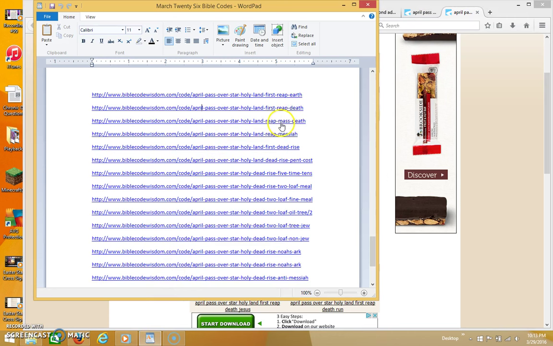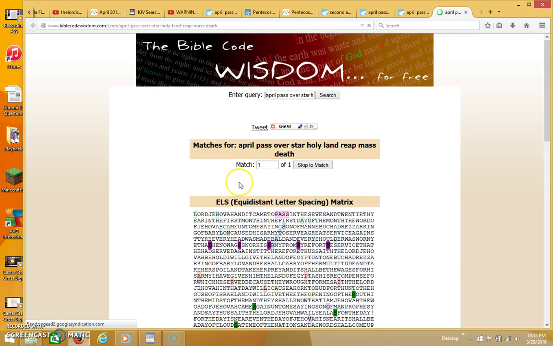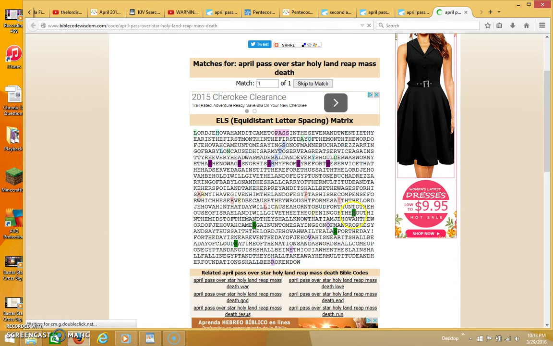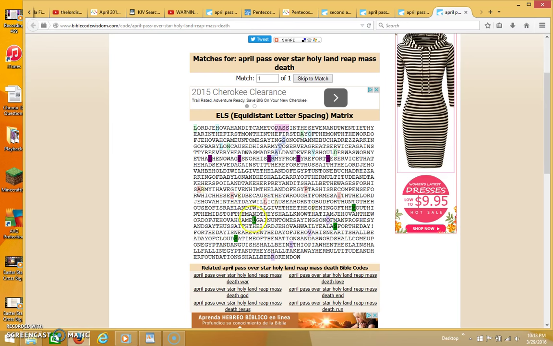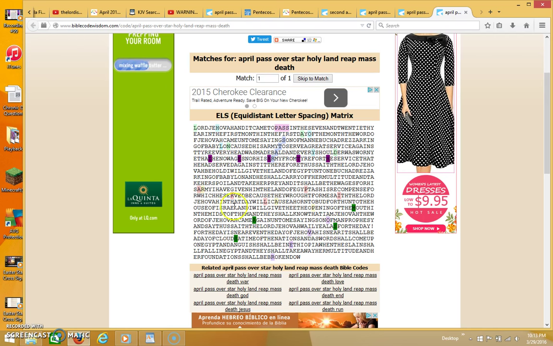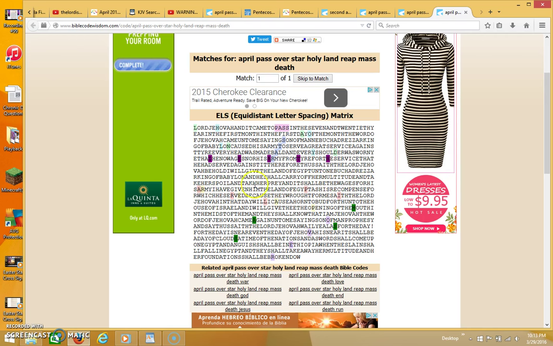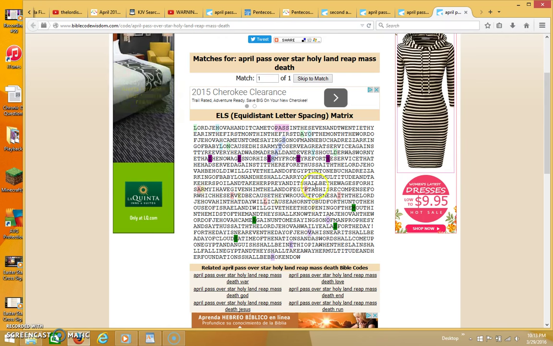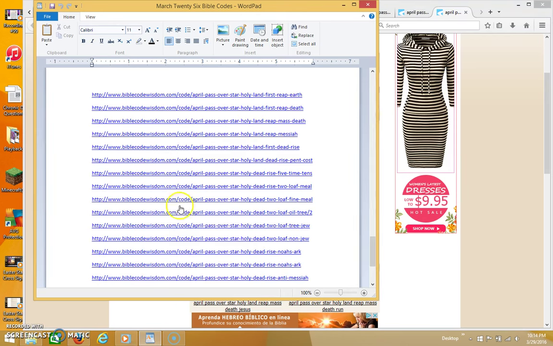So then I decided to put in mass, death. So I'll show you that. That came up, sure enough, the word mass came up over here in the green, the letters M, A, S, S. And here you have death. And remember, we had earth over here previously, and then reap here in the yellow, April in the light red, Passover up here in the pink and the lavender. Okay, I'll go on to the next one.